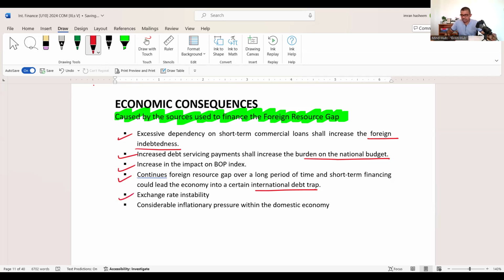Then exchange rate instability, big time we have had issues. Now it's somewhat stable. Considerable inflation. You guys realize what I said when I started this? I said Sri Lanka is living through this. And one of the reasons is we have always had a foreign resource gap. And over time, that gap has increased. The bigger the gap, more financing is required, more loans we take, more debt we get into, and it becomes this kind of a crisis.